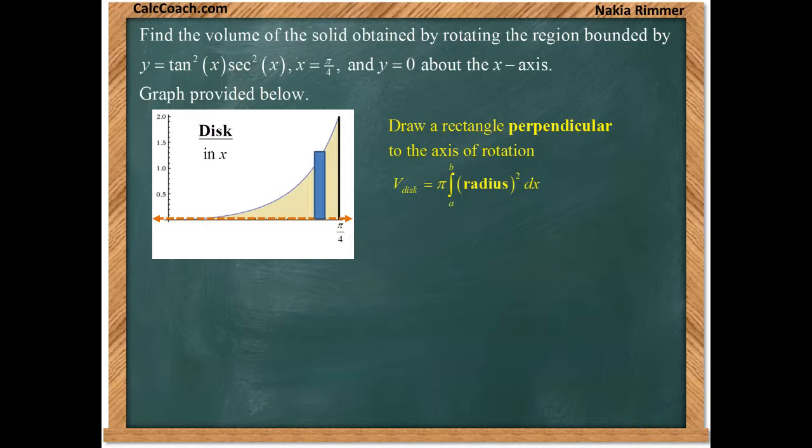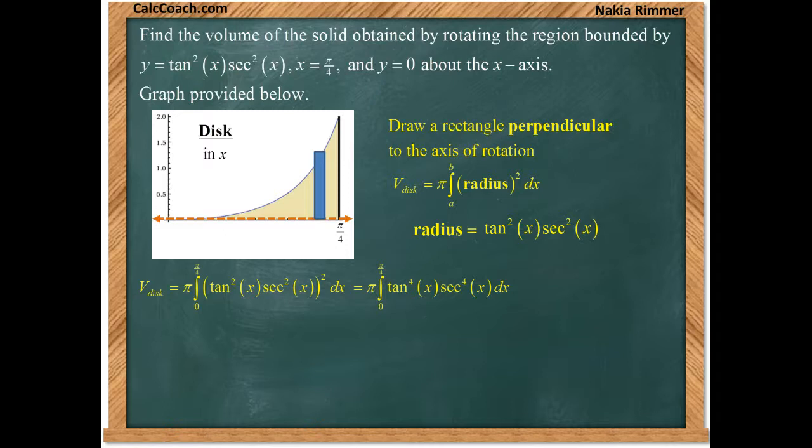So the formula for disk just requires us to find the radius and then square it. But here the radius is the distance up to the function tan squared secant squared. So we go and square that, and we go from 0 to pi over 4. When we square tan squared secant squared, we get tan fourth secant fourth.